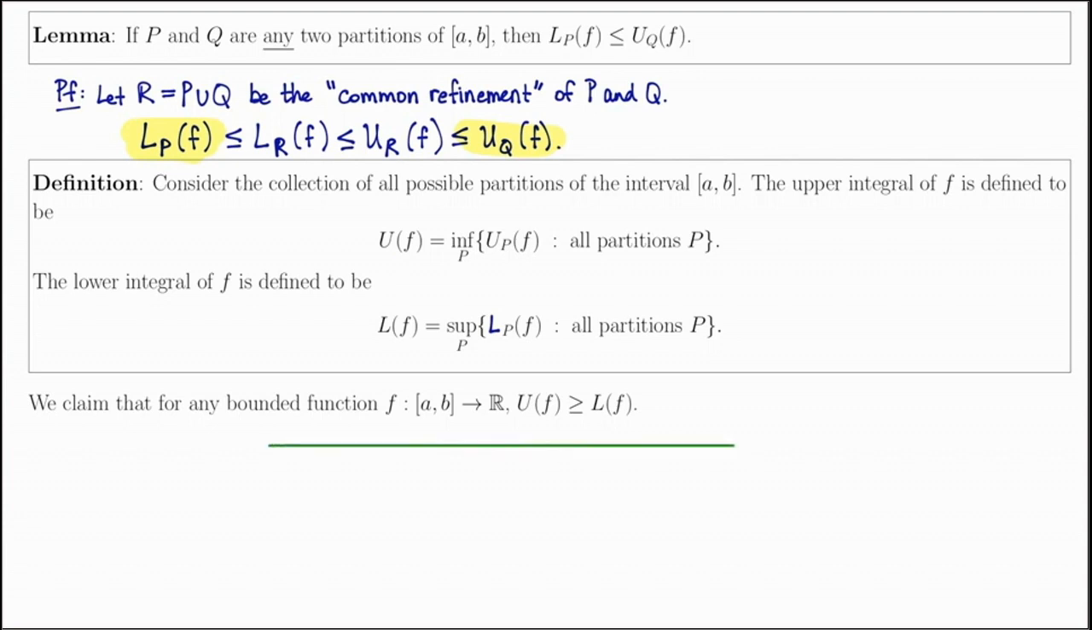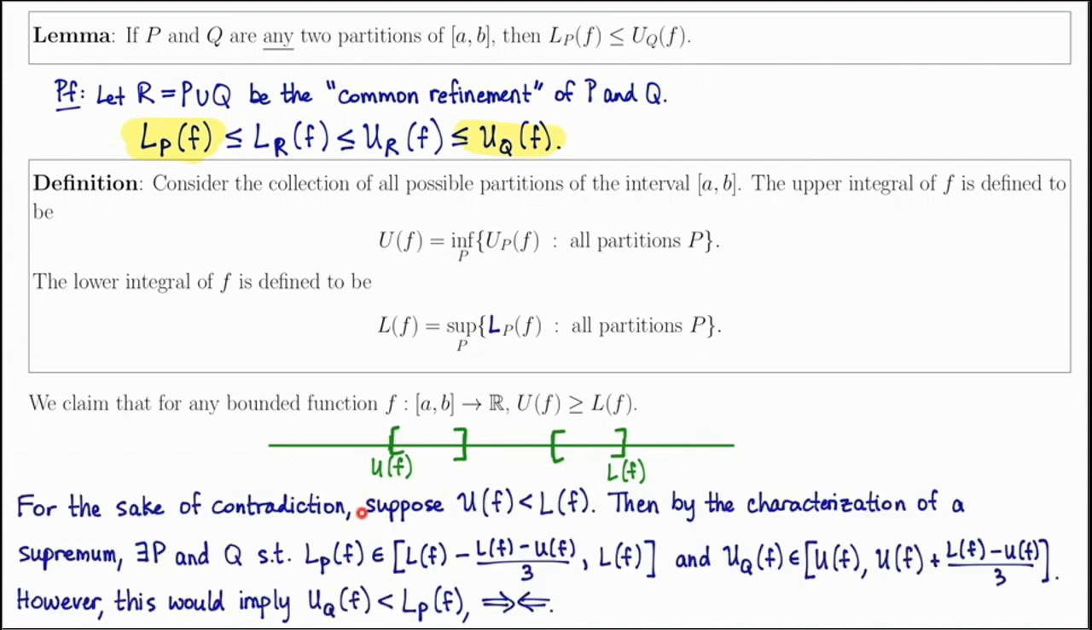Let's set up a contradiction. Imagine that the upper integral were actually less than the lower integral. If the upper integral is less than the lower integral, then I can think of the distance between them as a positive number, which I divide into thirds. Then by the characterization of a supremum, I can find a lower sum which lives in this closed interval whose right endpoint is L of f. And using the characterization of the supremum, but for an infimum, I can find an upper sum which would live in this closed interval for which U of f is the left endpoint. And that's a contradiction.